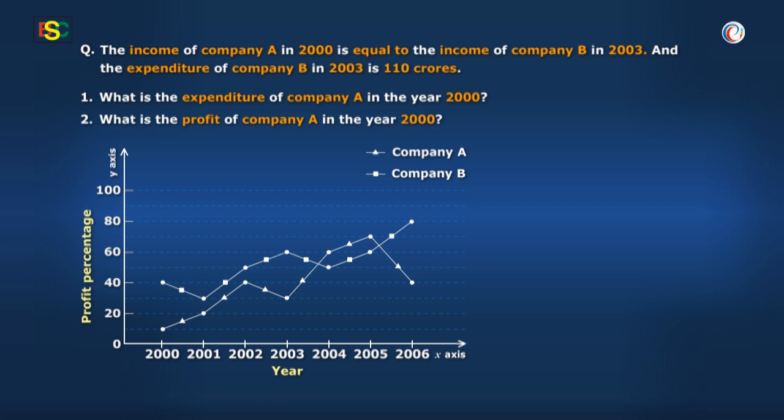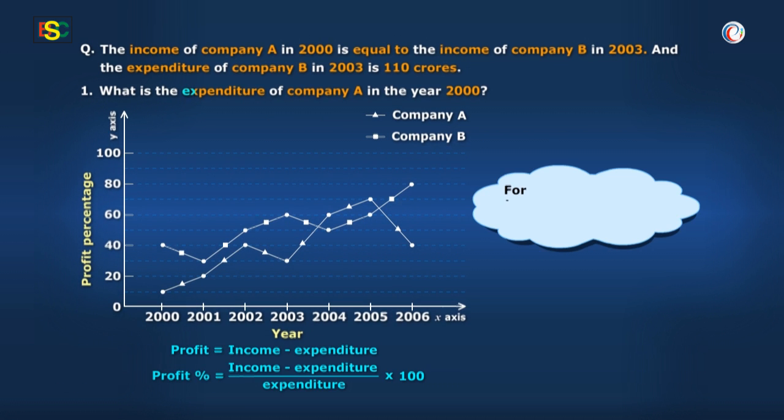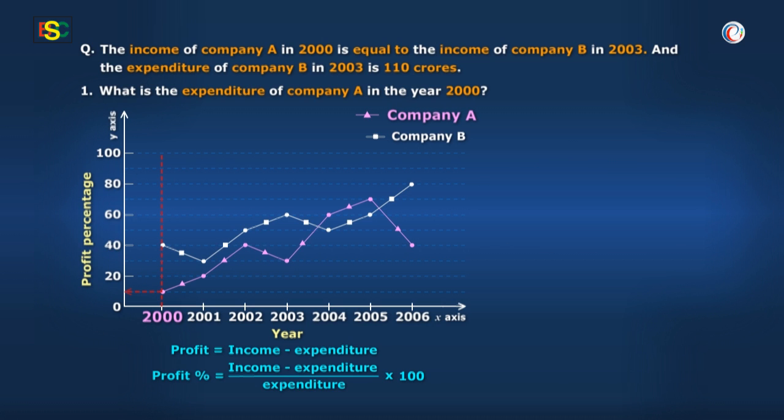Okay, I will solve one by one. The first question says, what is the expenditure of company A in the year 2000? And here the options are also given. Okay, in order to find the expenditure of company A in 2000, the profit percent of company A and also its income in 2000 must be given. Now, on seeing the graph in section 2000, and especially the line with triangle handles, which is for company A, it is clear that A is gaining a profit of 10%.